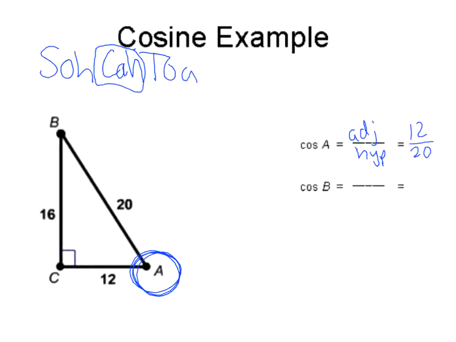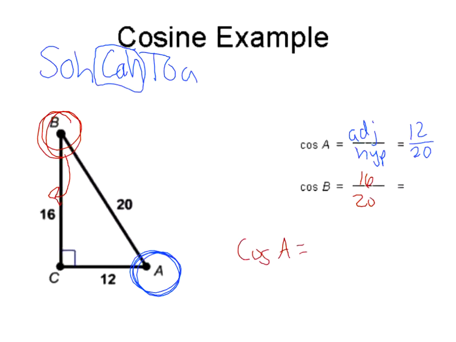So let's switch and look up at B. So now that we've switched our vantage point to B, which one is the adjacent? Which one's the neighbor? 16. Which one's the hypotenuse? 20. We're going to try these again in our calculator.